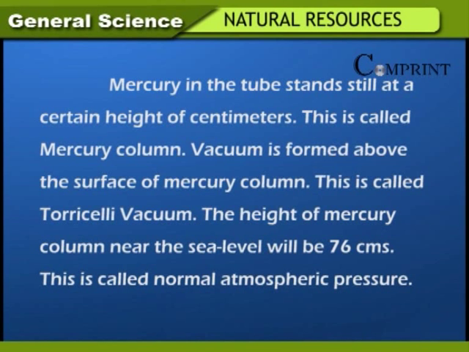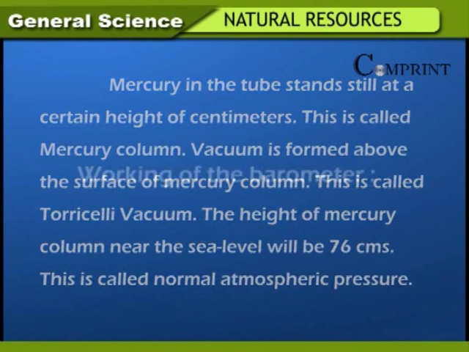This is called Torricellian vacuum. The height of the mercury column near sea level will be 76 centimeters. This is called normal atmospheric pressure.